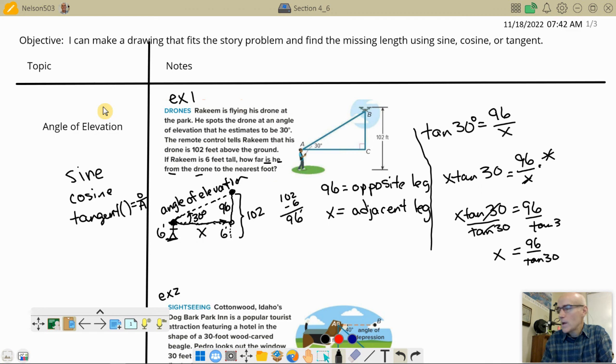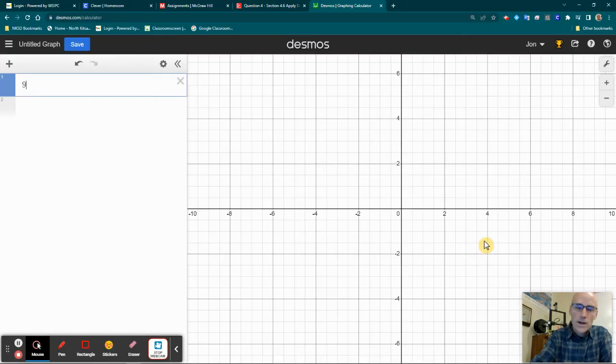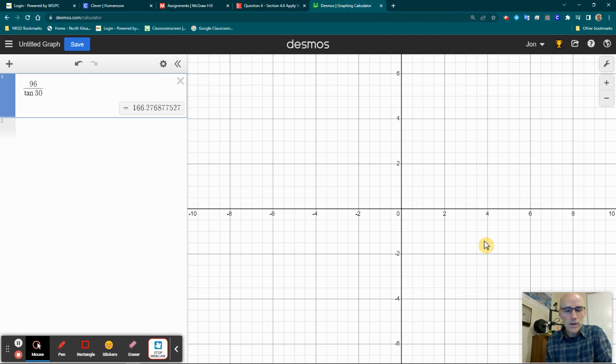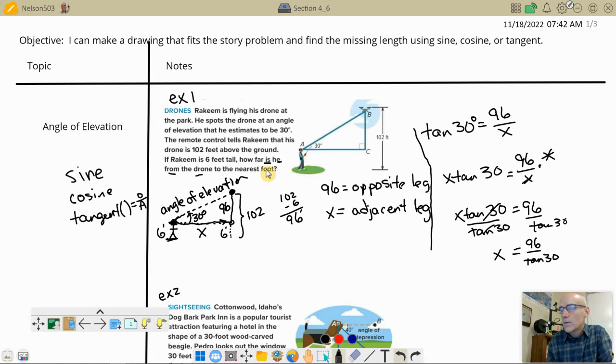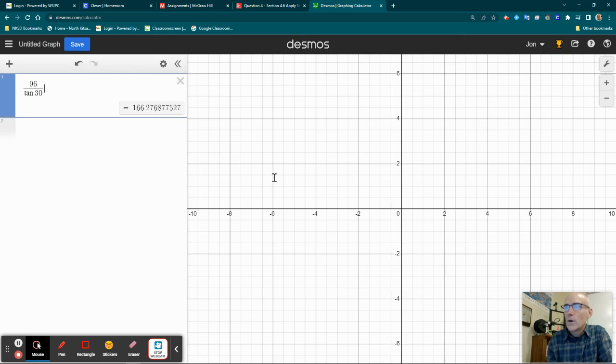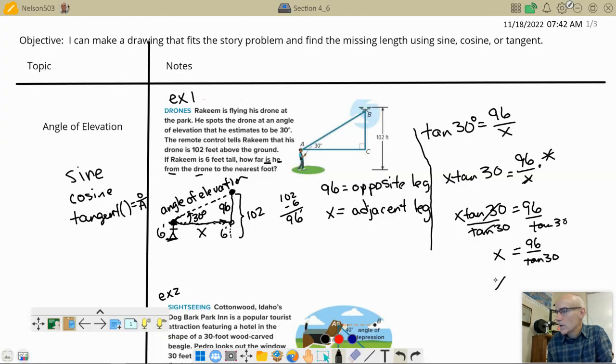And then in my problem, I'm doing 96 divided by the tangent of 30. So I want to go 96 divided by tangent of 30. And I get 166 point, and then we got to make sure we round to the right place. Let's see, what do they want? To the nearest foot. Okay, so I'm going to go 166 there. So I go x is approximately 166.